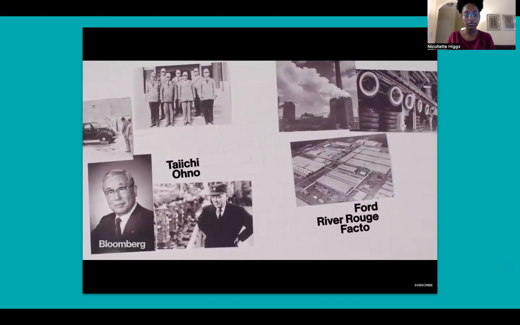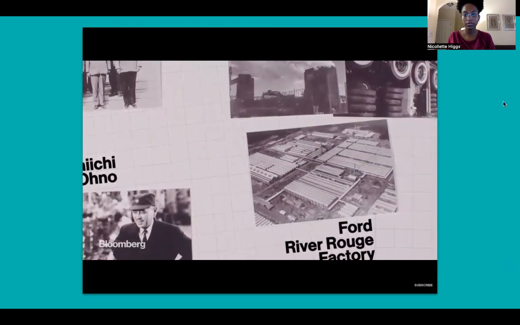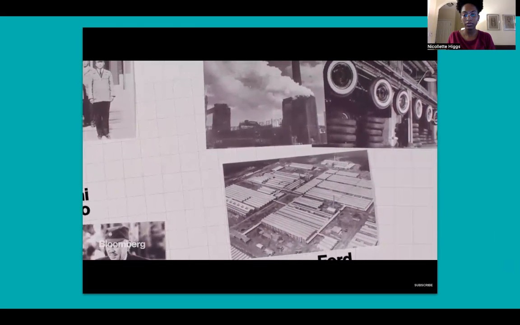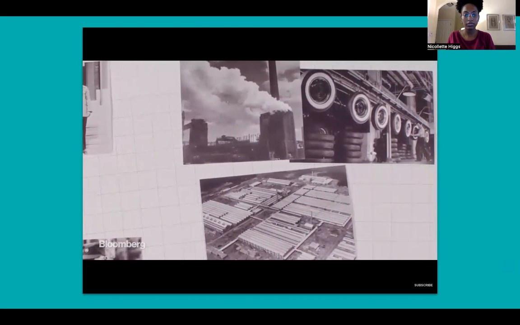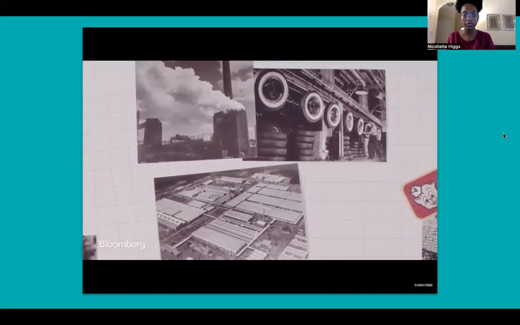They visited Ford's River Rouge plant in Michigan and were impressed by the scale of the operation, but knew that in cash-strapped Japan, companies didn't have the resources for such a system. Having months' worth of stock sitting in a warehouse would tie up precious capital they didn't have.